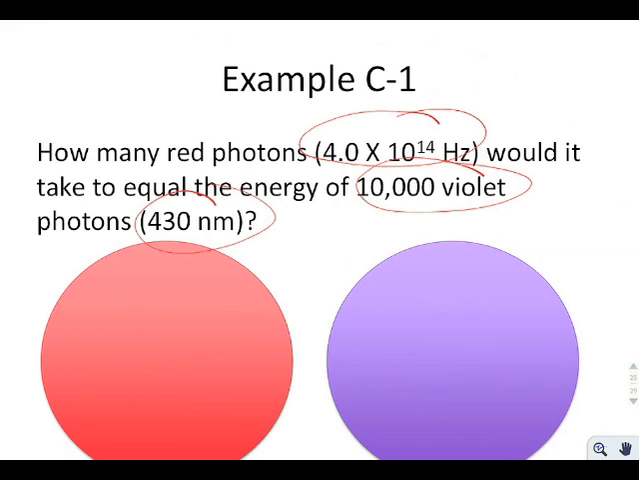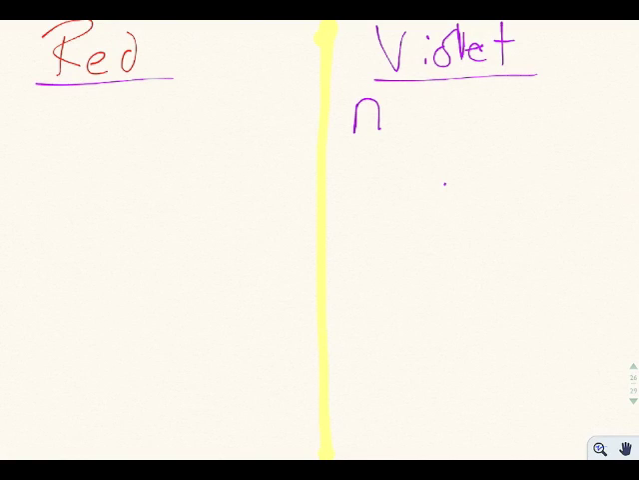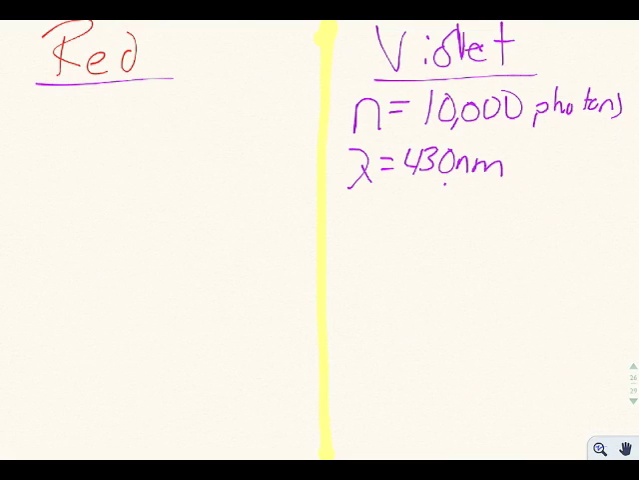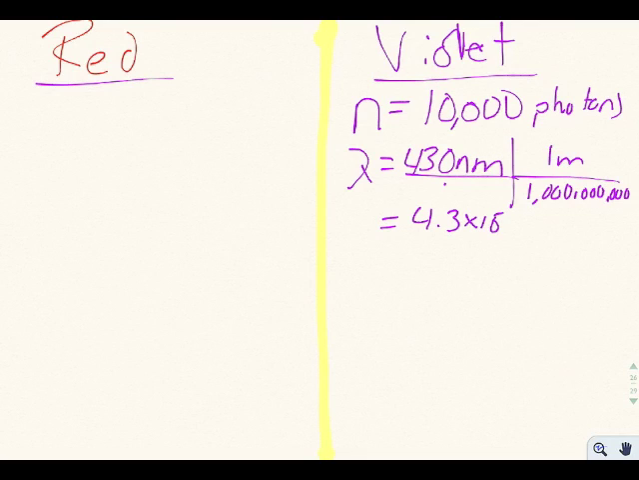Well, if you look, for violet, you're given that there are 10,000 violet photons, and you're given the wavelength of those photons. So I'm given that N is 10,000 photons. And you're also given the fact that the wavelength of those is 430 nanometers. Now, the first thing you should realize is these nanometers aren't going to work. We always do our calculations in meters. So you're going to end up dividing by a billion to get to meters. And so this is going to be 4.3 times 10 to the negative 7th meters. So now I have the wavelength.